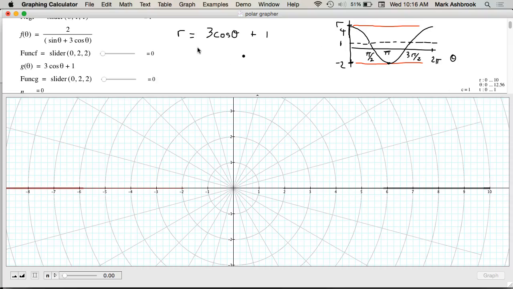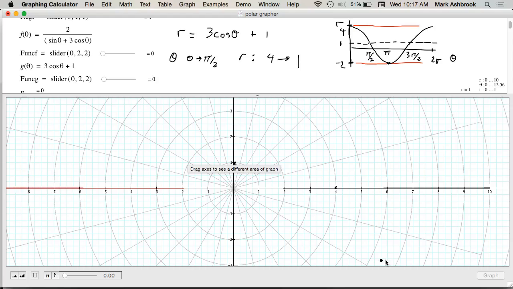So then what do we say? Theta. So theta goes from 0 to pi over 2. R does what? R goes from 4 to 1. So at 0 we're at 4. And then at pi over 2 we're at 1.